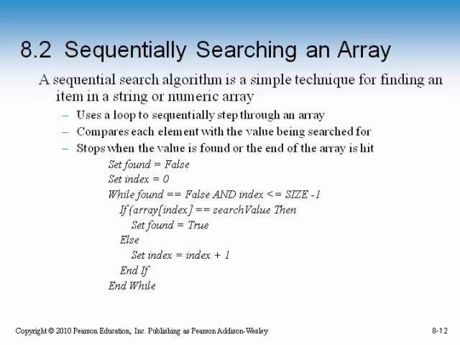It doesn't make sense to keep on looking after you found something. We're going to keep track of whether we found it or not with this Boolean variable called found. We're going to assume we haven't found anything. We keep going as long as we haven't found it and we haven't gone through the entire array. That's what index is less than or equal to size minus 1 means.